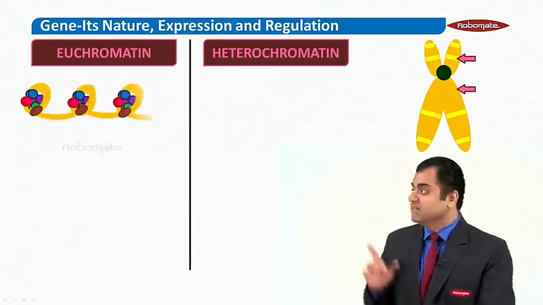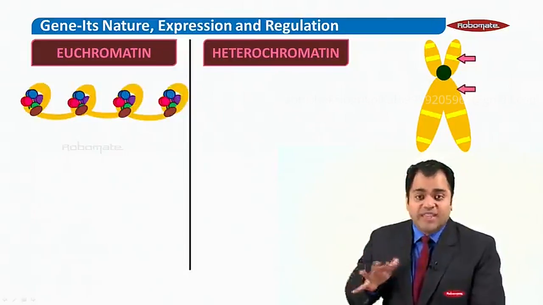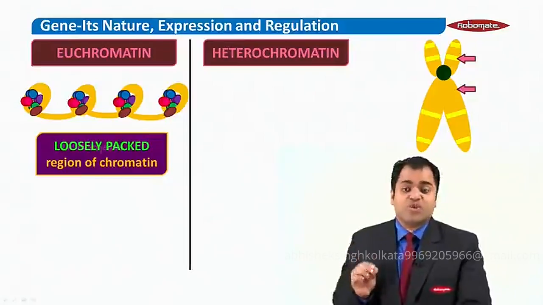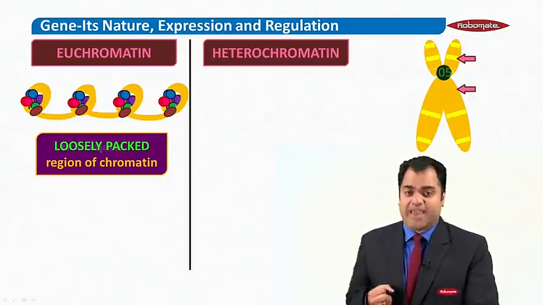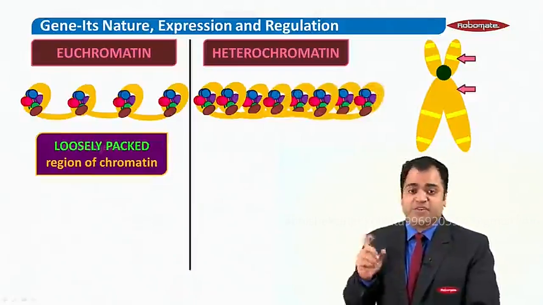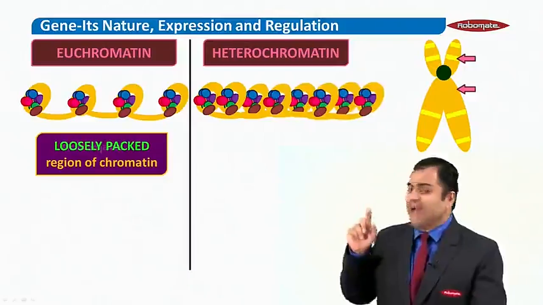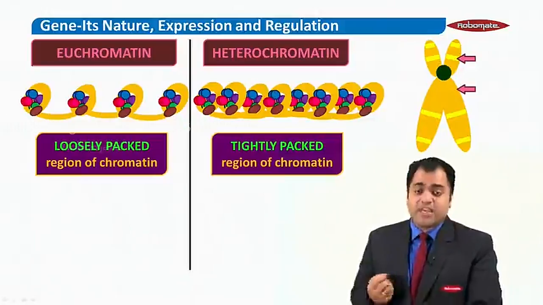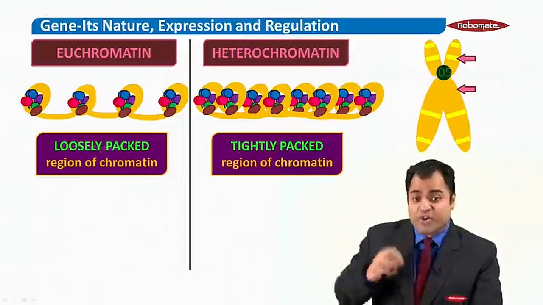Look at the diagram I'm going to show you here. Look at the euchromatin. You see how loosely the DNA is packed? So I can say that euchromatin is the loosely packed region of chromatin, where the DNA is loosely packed. Heterochromatin, on the other hand, looks slightly different from euchromatin. And how is it different? Look at that packing. This packing looks as though it is tightly packed. So I can also say that heterochromatin is the tightly packed region of chromatin.